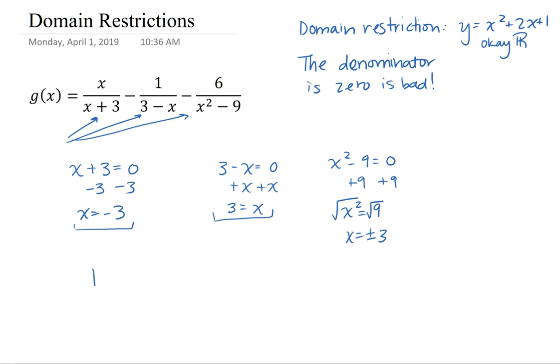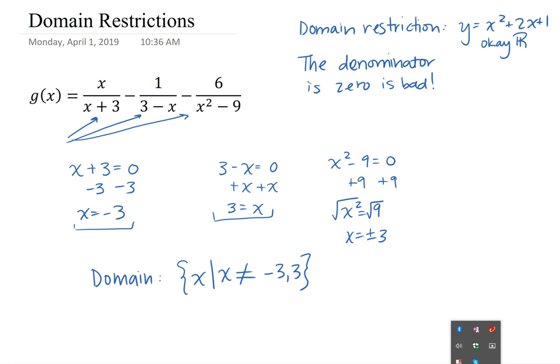So my domain is everything except those values that I just found. So I would say x such that x cannot be -3 or 3. Everything else works. Hope that helped.